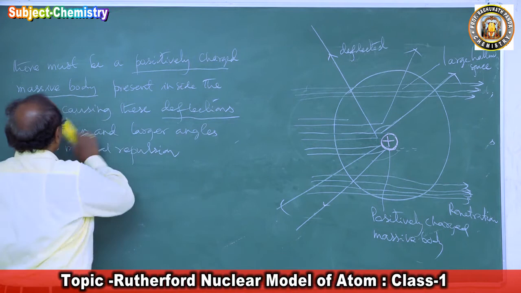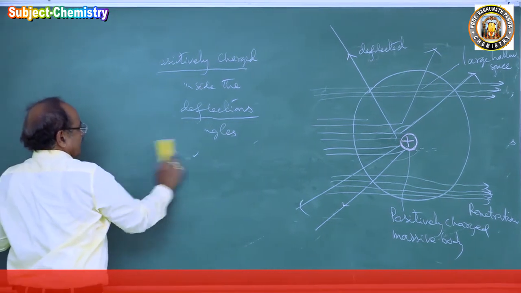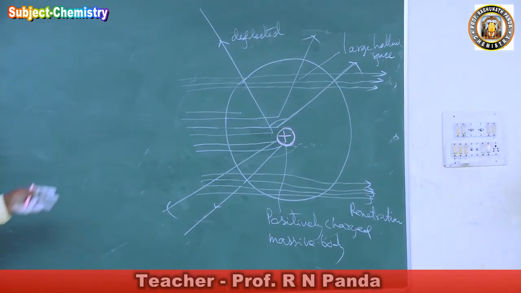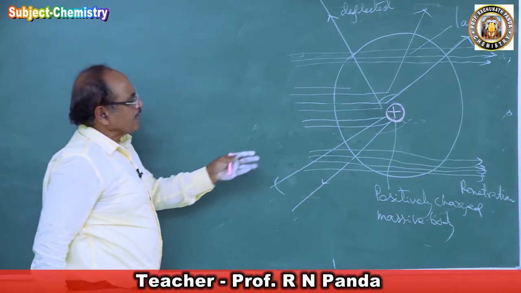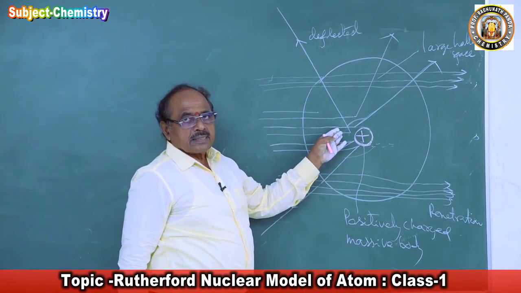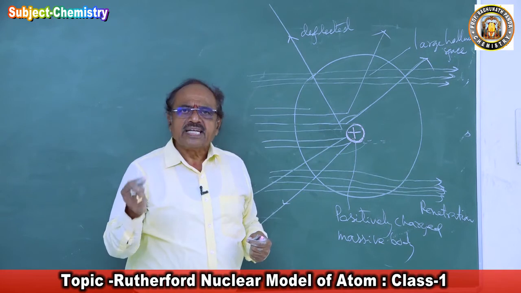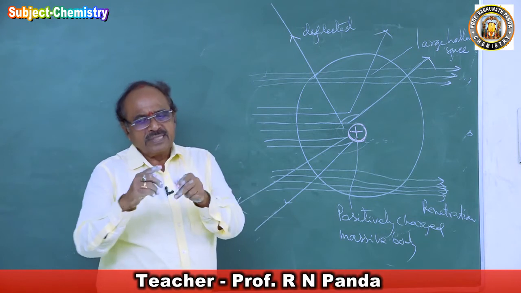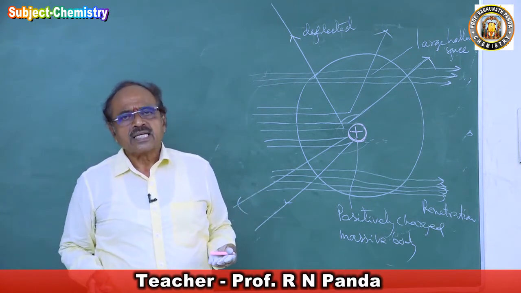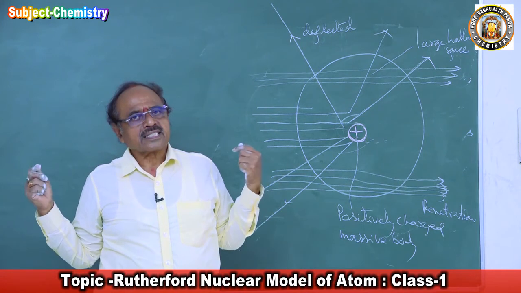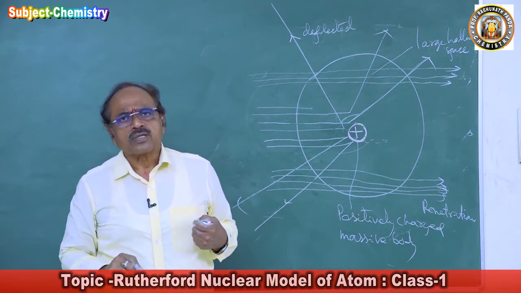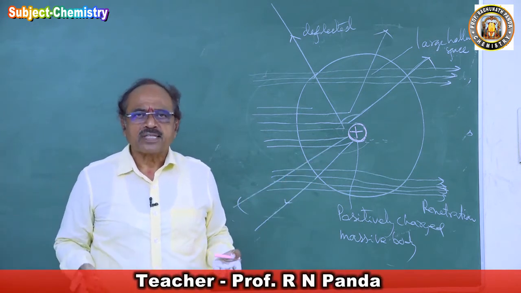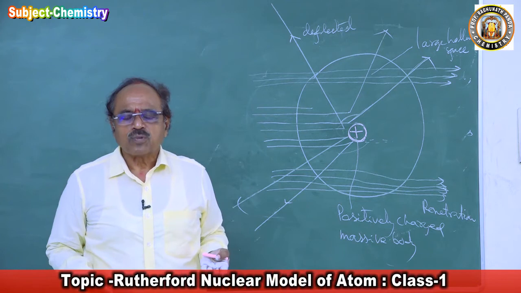Then comes the third observation he wanted to conclude. What is the third observation? This angle of deflection, or the extent of repulsion, depends upon what? Their close proximity, the proximity of the alpha particles. Those who come very near, the repulsion is more, the angle of deflection is more. And those who come at a little distance, the mutual repulsion is less, so the deflection is less. Very convincingly he could conclude his observations, which led to the discovery of a very important model of the atom, that is the Rutherford model of atom.